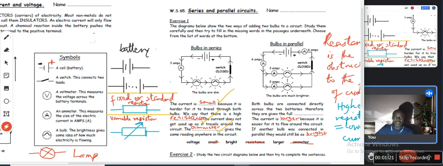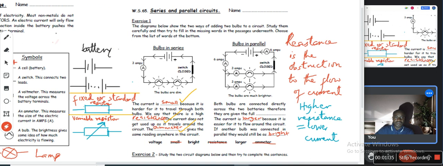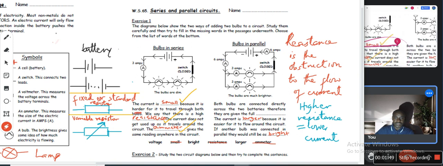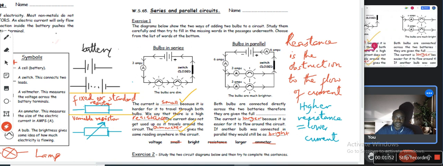So that's a cell. But if you have two or more cells, you call it a battery. This is a battery of two cells. This one is a battery of many cells, because there could be many cells in between here. And I told you what resistance is. Don't forget, resistance is the obstruction or opposition to the flow of current. If you have a high resistance, it means lower current will flow. So that's why you answered all this. The current is small because it is harder to travel through both bulbs. So we said there's a high resistance.